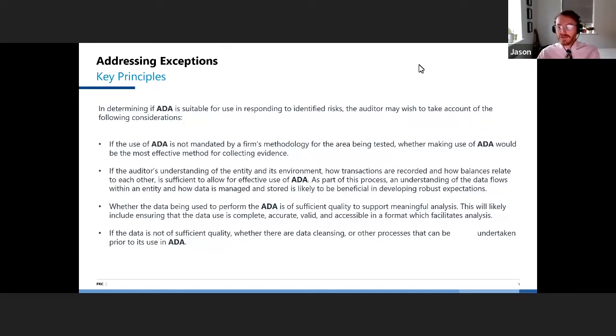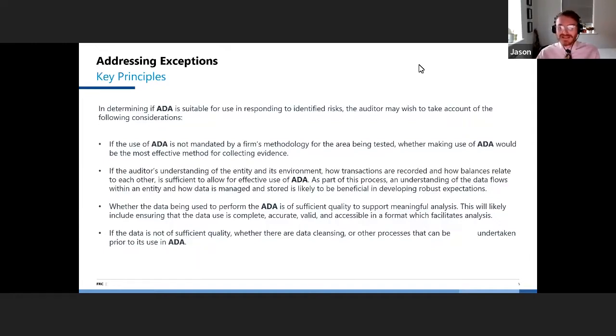And again, that's really an important part of the question. Do you understand the data flows within the entity, how the data is managed, how it's stored? All of those things are going to really help with building expectations and thinking about where it's going to be appropriate to deploy those tools. It's easy in some sense to say, well, I can see how this analytics is going to be really useful for this population.